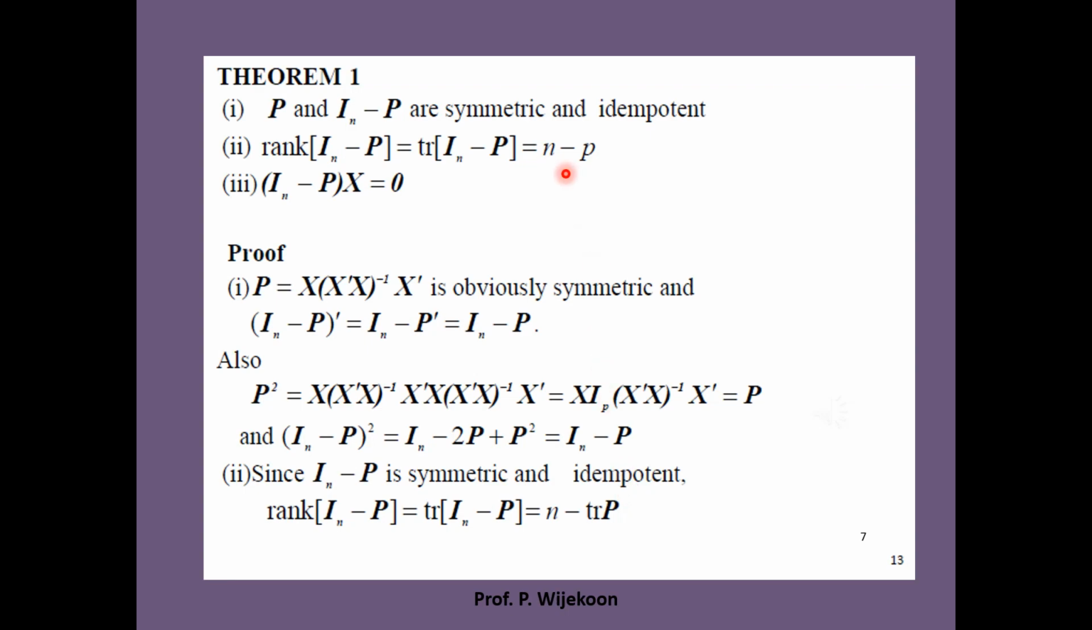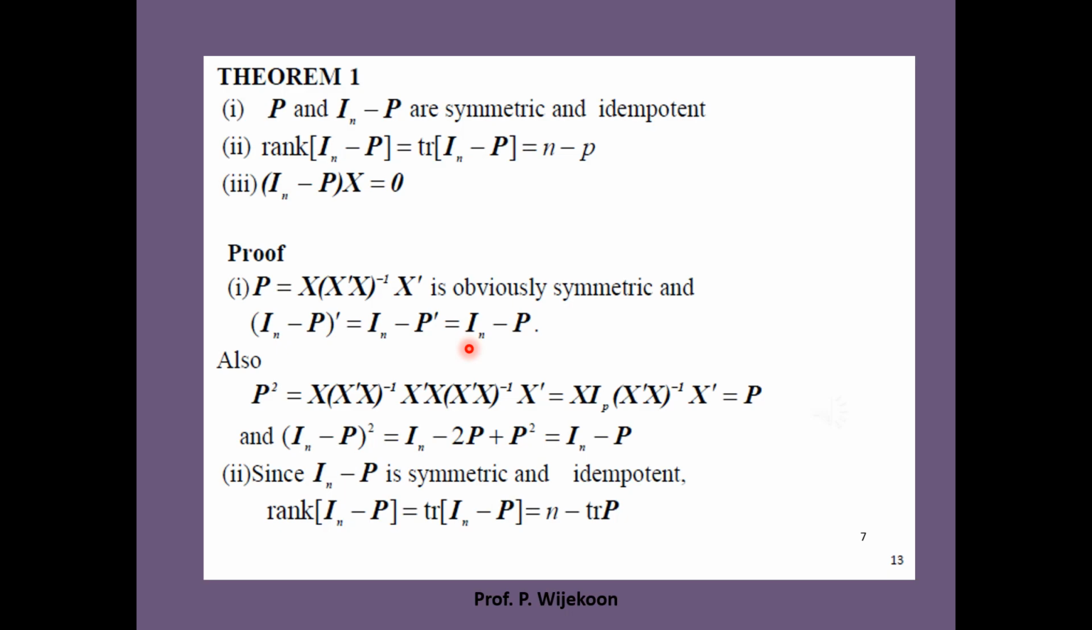Now we prove this theorem. The first part is obvious. To show that P and I minus P are symmetric, consider their transpose matrix. We can clearly see that transpose of P is equal to P and transpose of I minus P is equal to I minus P. Therefore, both matrices are symmetric.